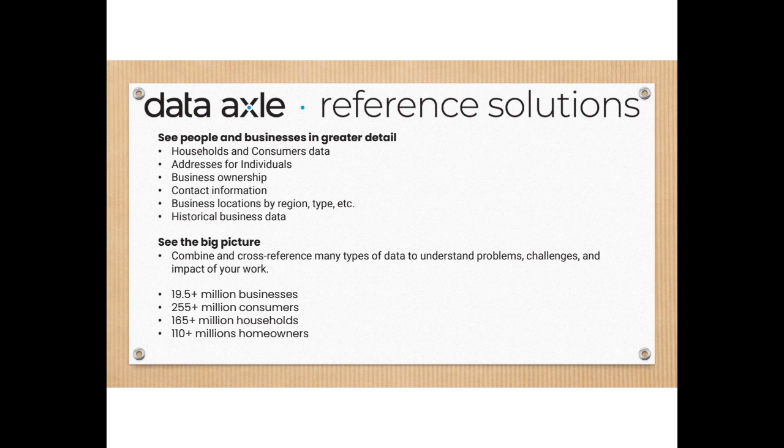These are their numbers. They have different numbers depending on which particular page of their website you're looking at, but almost 20 million businesses in their database, 250 million plus consumers, 165 plus million households, and over 110 million homeowners. So lots and lots of information. Of course, these numbers are for all of the US and may include parts of Canada, depending on which database they were describing. But on the whole, a lot of information available at your fingertips.